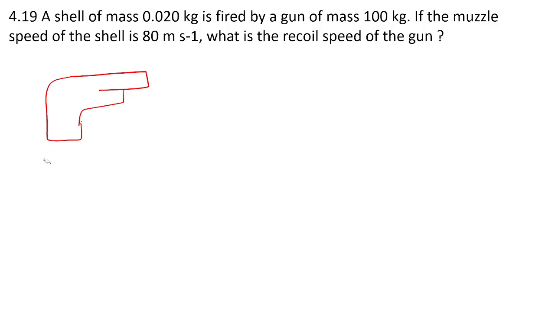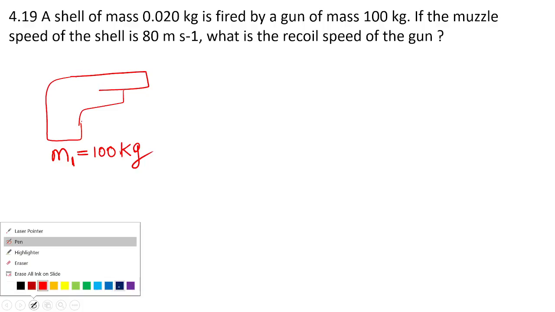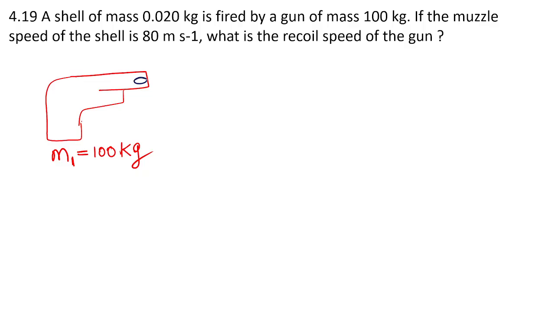Let it be M1. The bullet has another mass. Shell is mentioned, so let me write M1, the mass of the gun. The mass of the gun is 100 kg, given in the question. And there is a shell inside. The shell means bullet. Understood? It's very small in size, right? There is a bullet inside the gun.